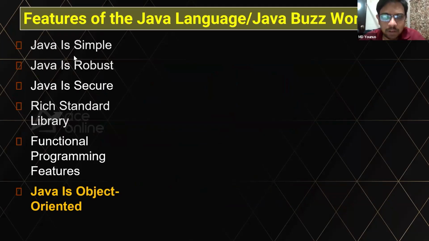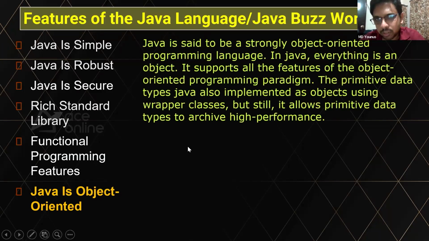We discussed how Java is claimed as a simple programming language. How can we say that Java is a robust programming language? How is Java secure? How is Java rich in standard libraries? How does Java support functional programming features from Java 8? And finally, we started with Java as an object-oriented programming language.